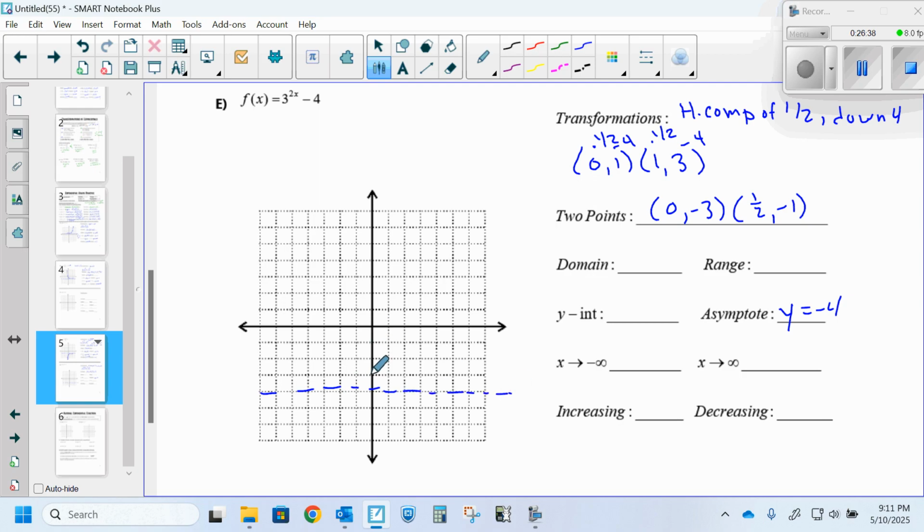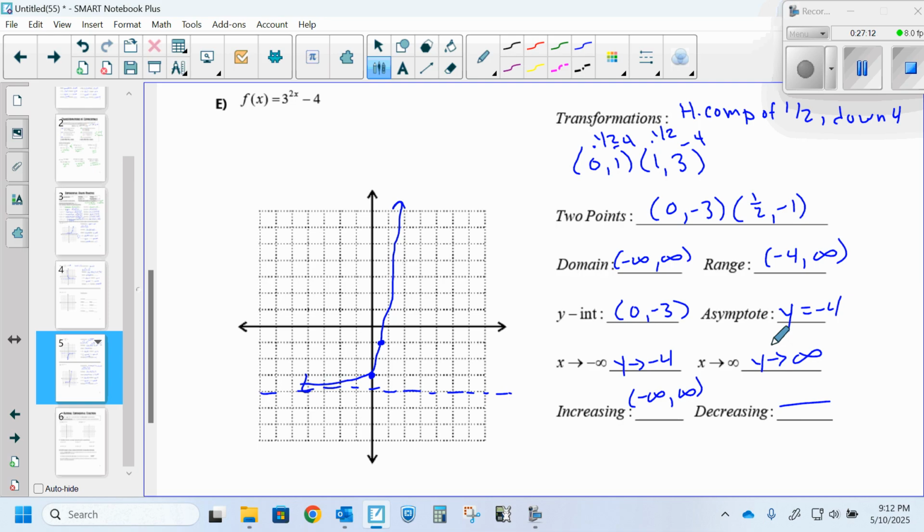(0, -3), (1/2, -1). That's pathetic. All right. And your range is -4 to infinity. Your y-intercept, yay, we found it already. As x goes to the left, your y value is approaching -4. As x goes to the right, your y value is going up. And this is increasing everywhere.